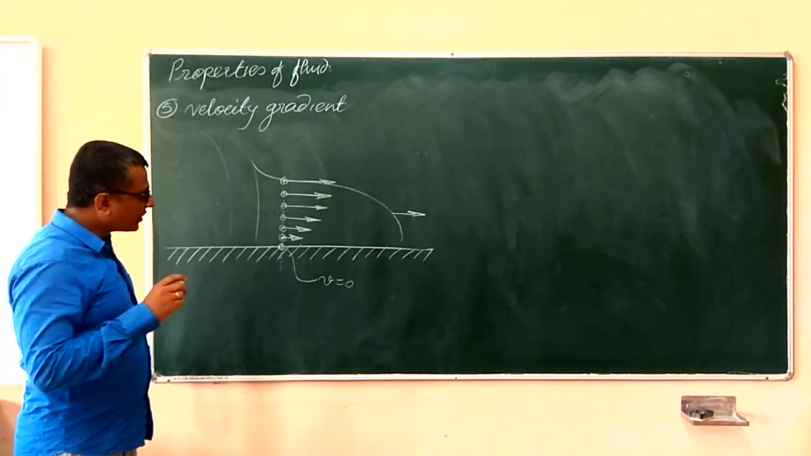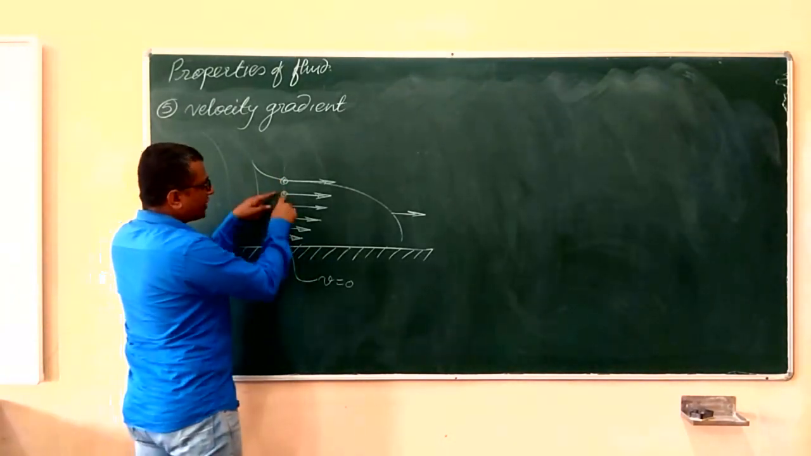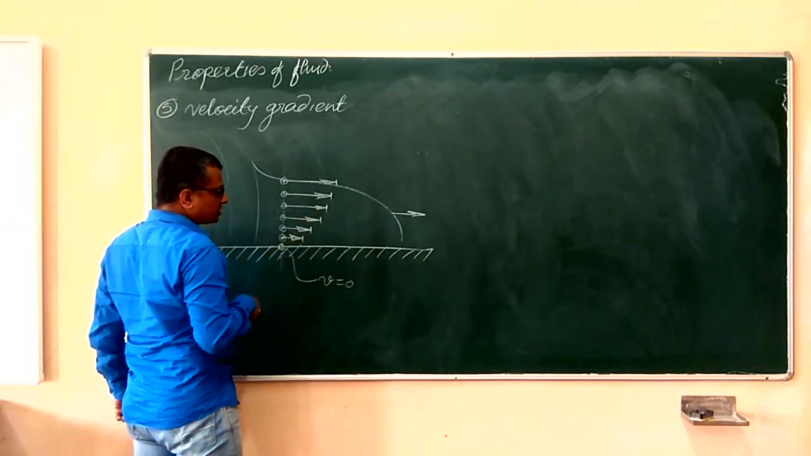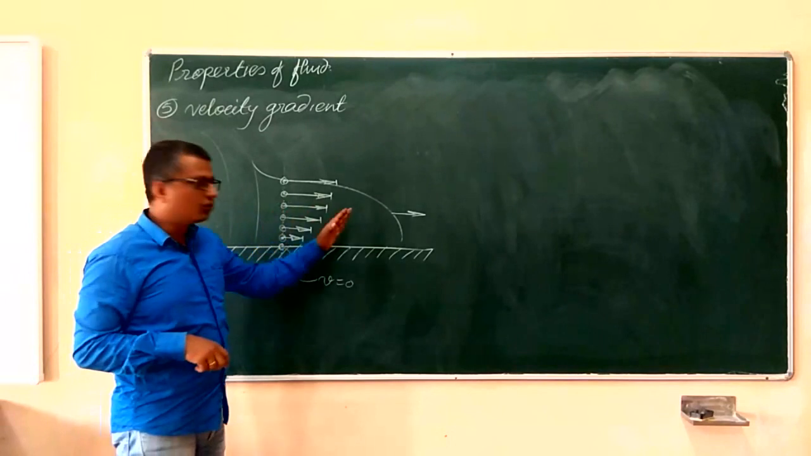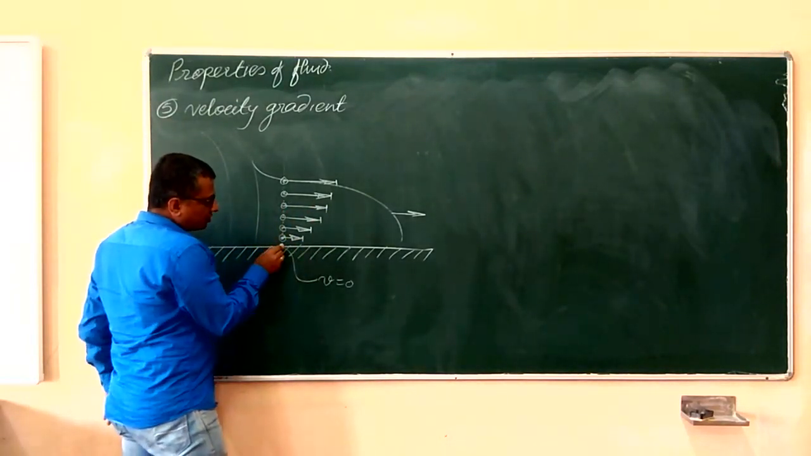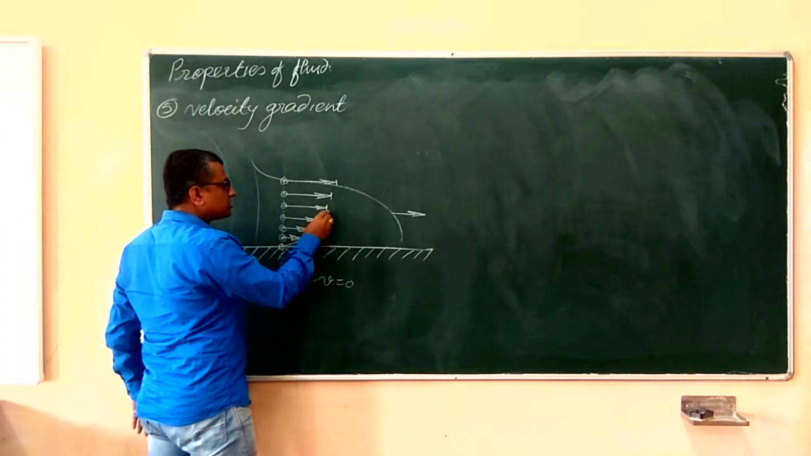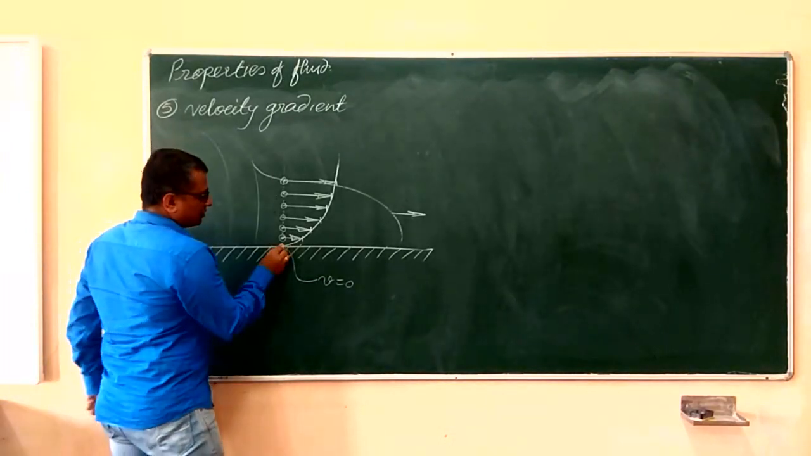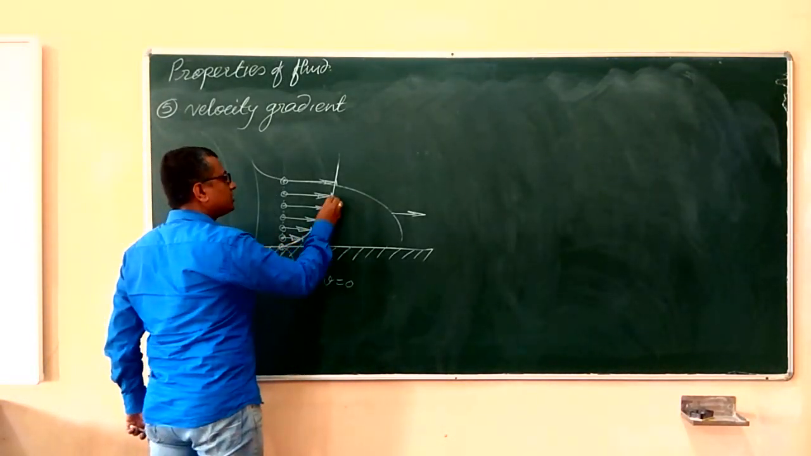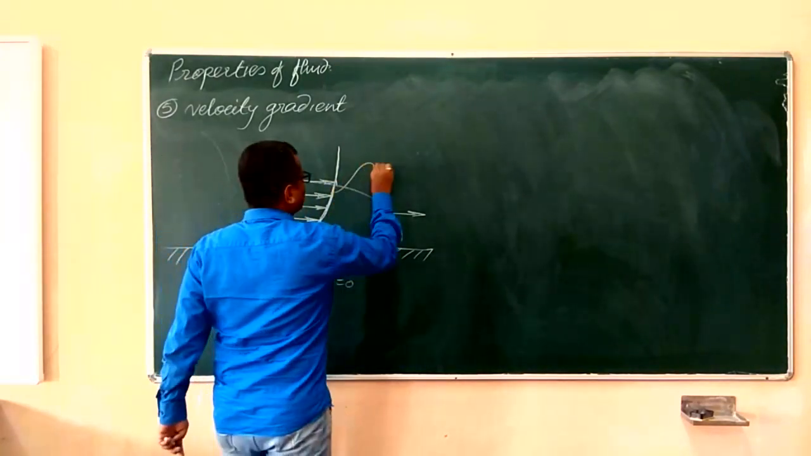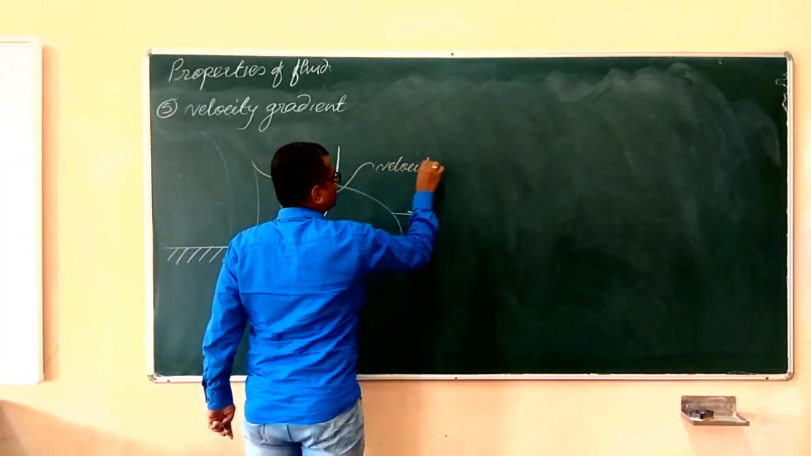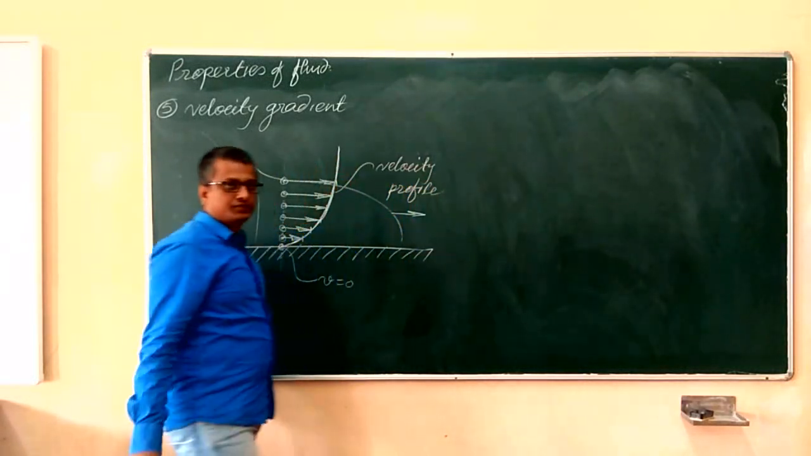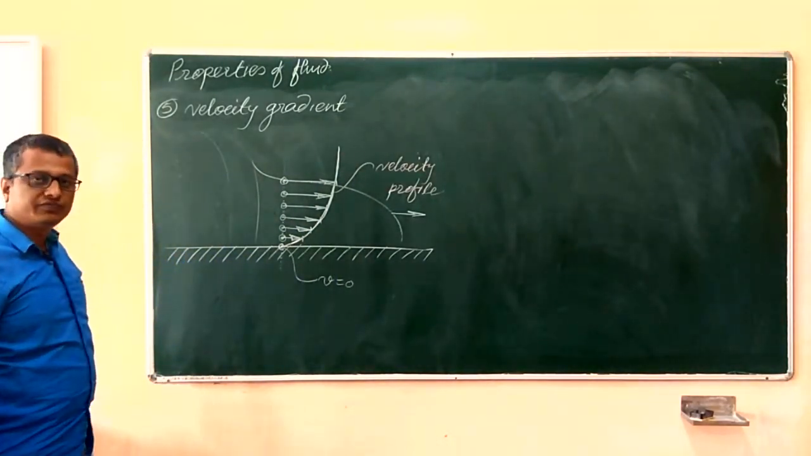Now, if I join all the terminal points of these velocity vectors, say this is the terminal point, this is the terminal point, this is the terminal point, if I join all the terminal points of all these velocity vectors in this fluid flow, I will be getting a curve, and that curve will be something like this. We will be getting a curve like this. And this curve over here, we say it is the velocity profile of the fluid flow.